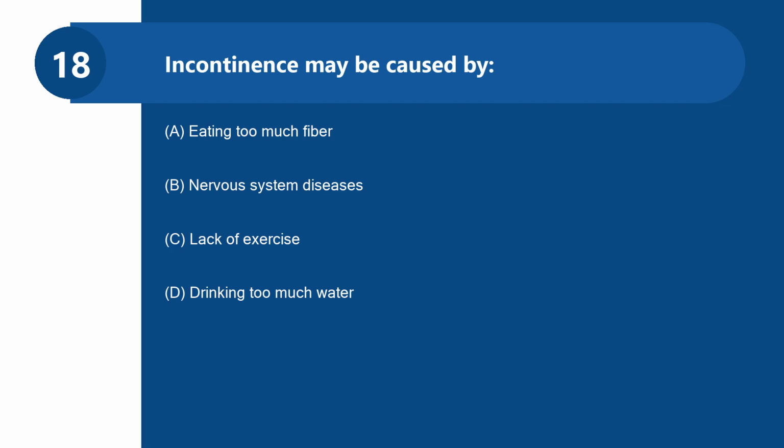Question 18. Incontinence may be caused by, option A, eating too much fiber. Option B, nervous system disease. Option C, lack of exercise. Option D, drinking too much water. The correct answer is option B, nervous system diseases.